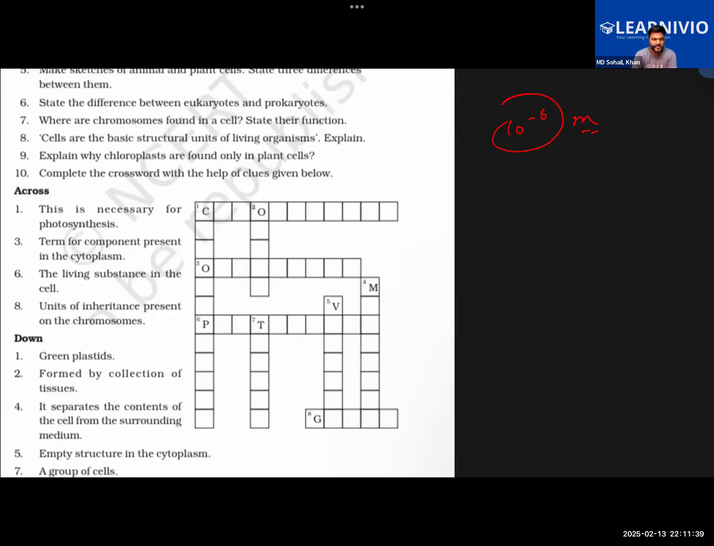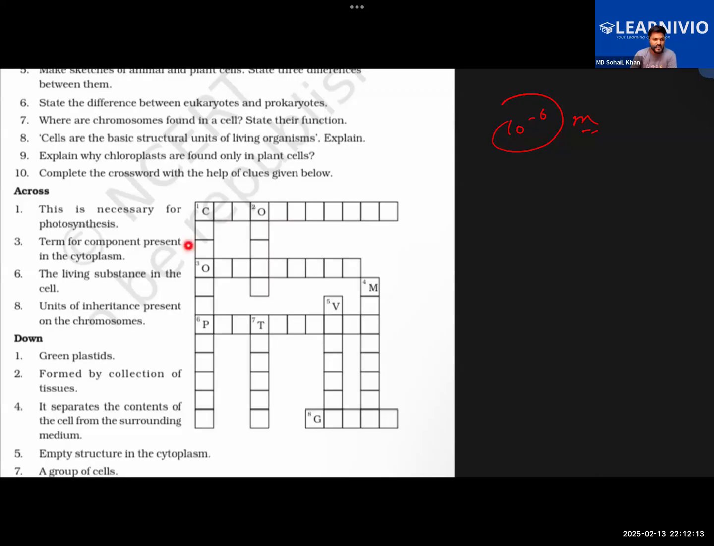Let's complete the crossword here. So the first one, this is necessary for photosynthesis. Chloroplast. Very good. But this one is not going to be chloroplast, particularly by going by this, no? This is across actually, no? Yeah. Across this one. So that's going to be chromosomes. No, no. Chloroplast indeed. Okay, good.